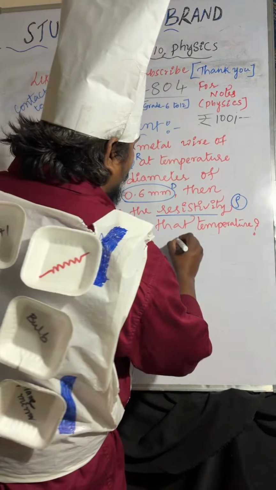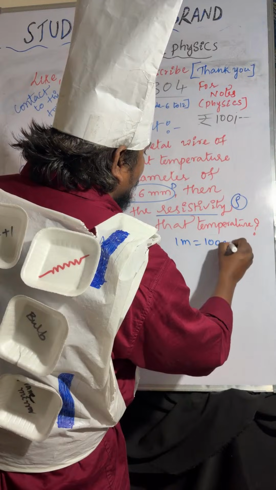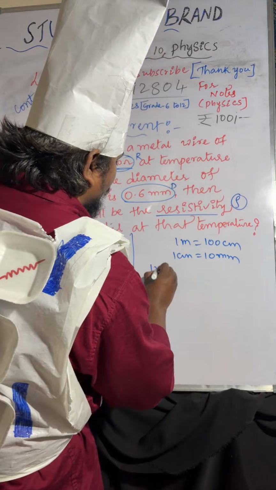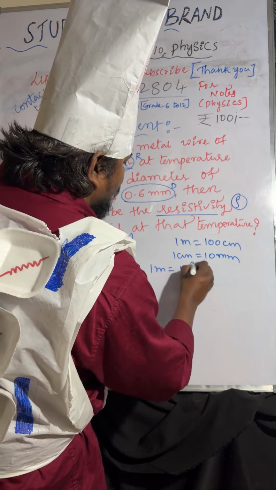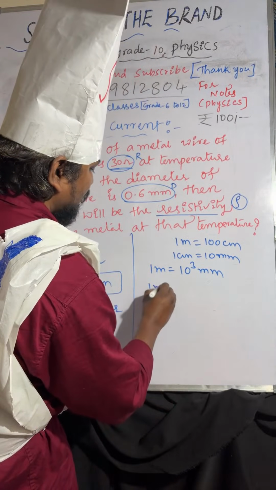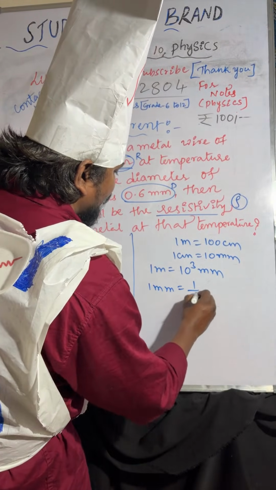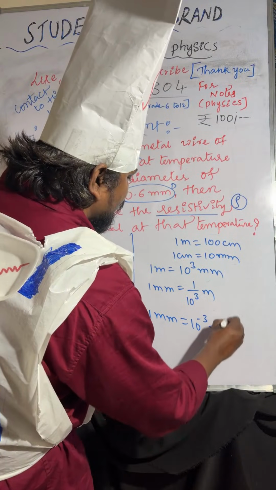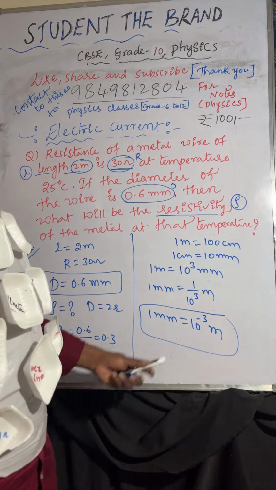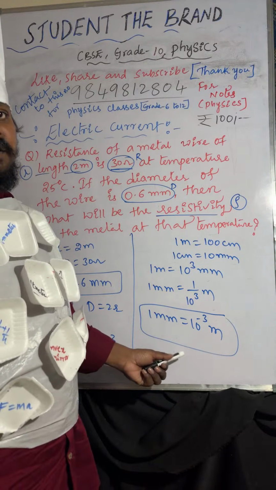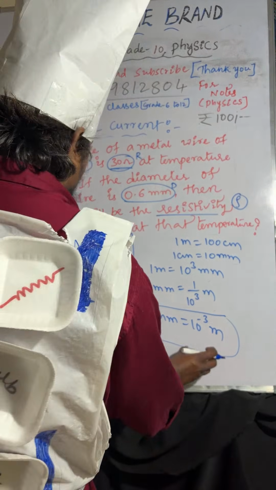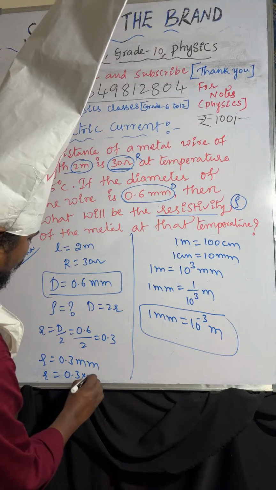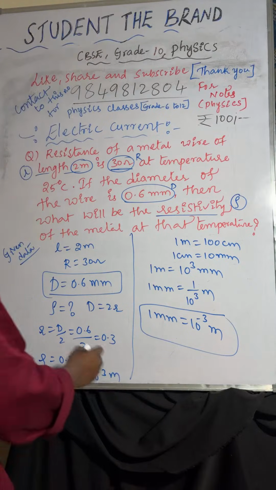So we know 1 meter equal to 100 centimeter, 1 centimeter equal to 10 mm. So 1 meter equal to 10 power 3 mm, so 1 mm equal to 1 by 10 power 3 meter, then 1 mm equal to 10 power minus 3 meter. So this conversion is also very important. Here they given 0.3, so R equal to 0.3 into 10 power minus 3 meter. That is the final value.